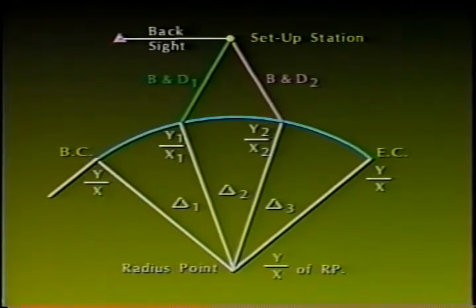To determine a coordinate for POC sub 1, first determine L sub 1 by station differences as in the deflection angle method just discussed, and then calculate delta sub 1 by the same process used in the deflection method. For example, if the BC station is 12 plus 46 feet, and the station at POC sub 1 is 12 plus 80 feet, L sub 1 equals 12 plus 80 minus 12 plus 46, equals 34 feet.